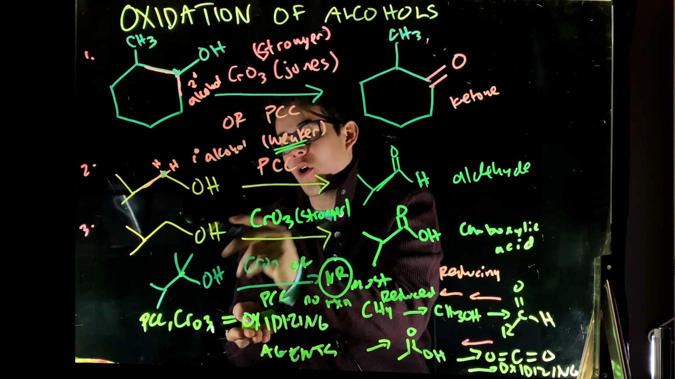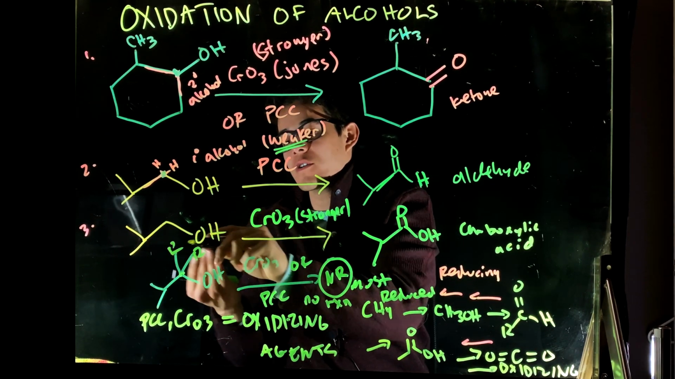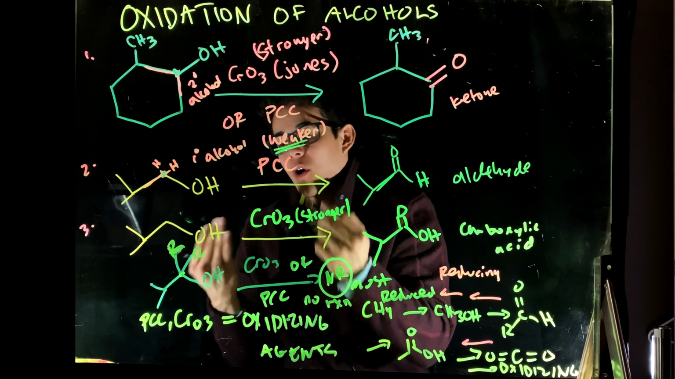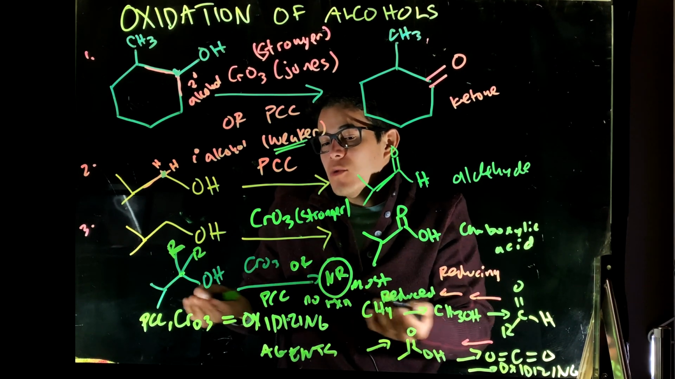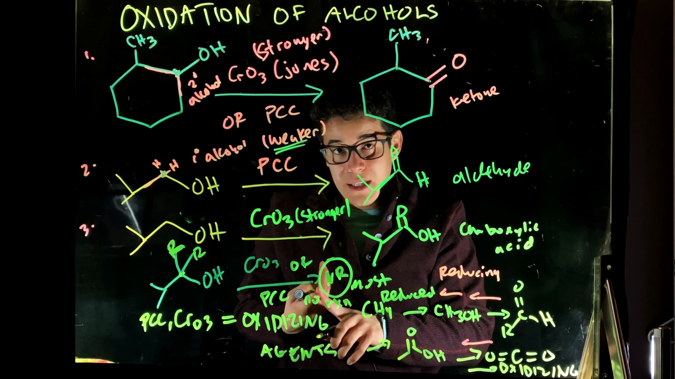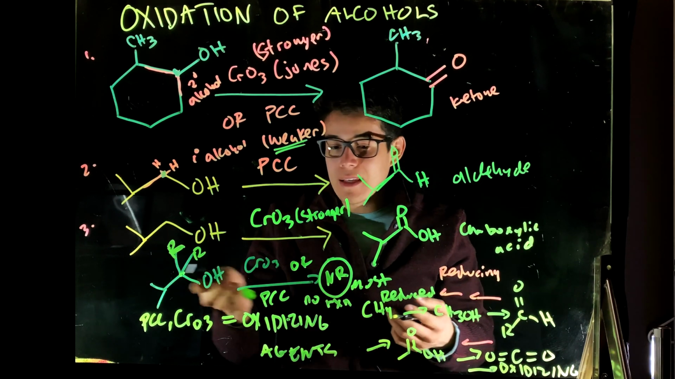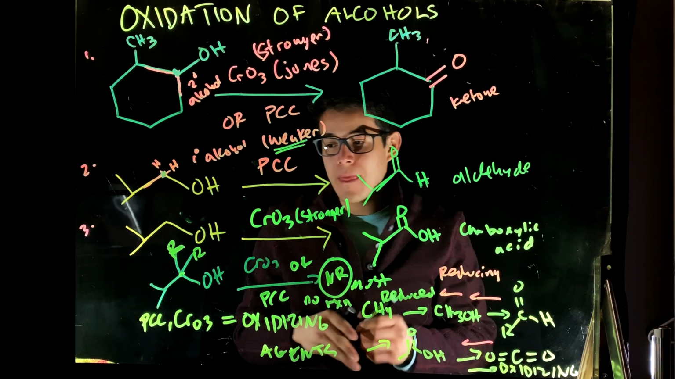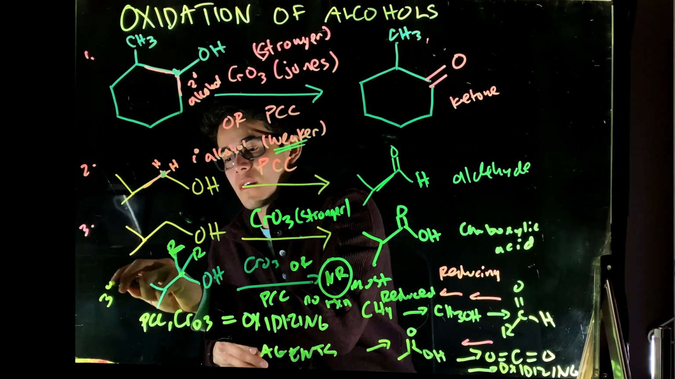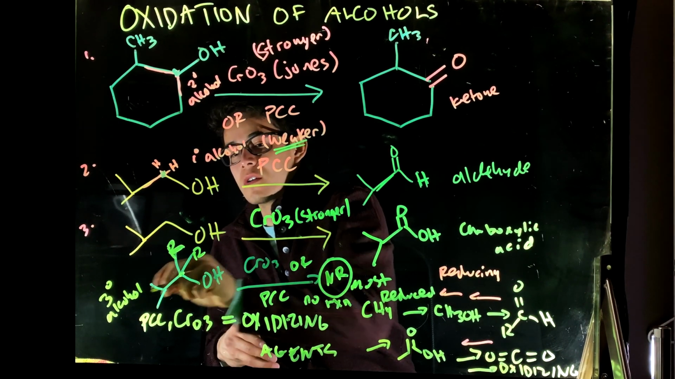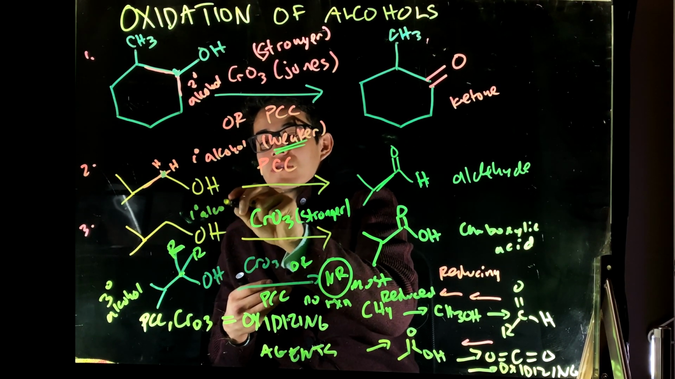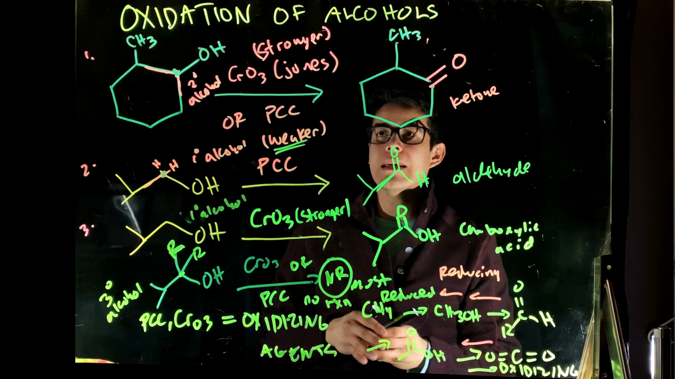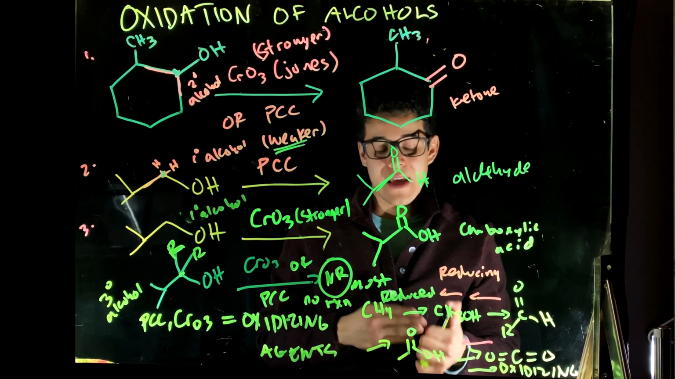Since these are R groups, just like that, 2 R groups, then we can't do any oxidation. Whether it's a weak oxidizing agent or a strong one, we're not going to see any reaction take place here. Remember, this was a tertiary alcohol. So now we got to see the differences between primary, secondary, tertiary, and the different reagents and our products.